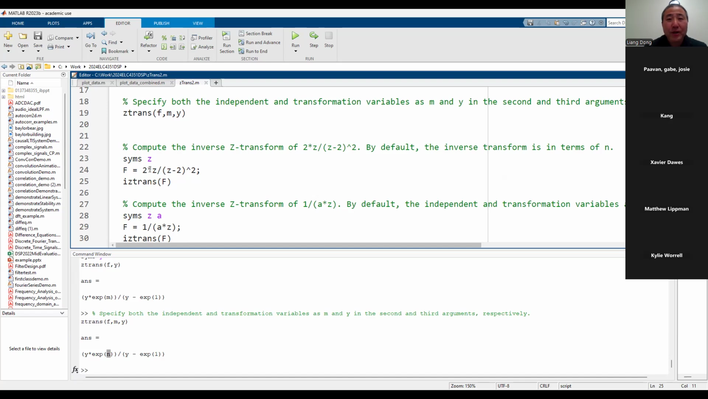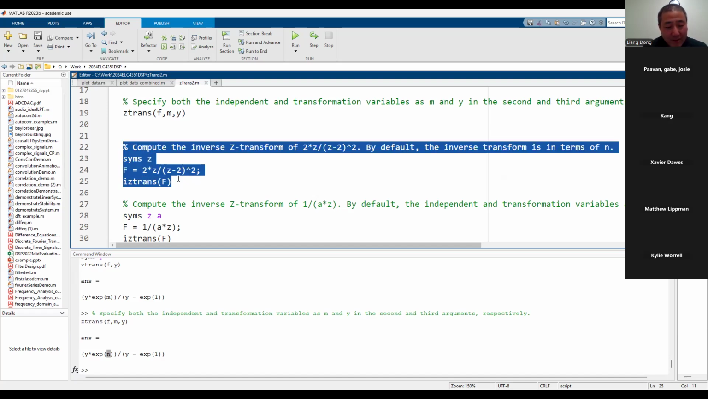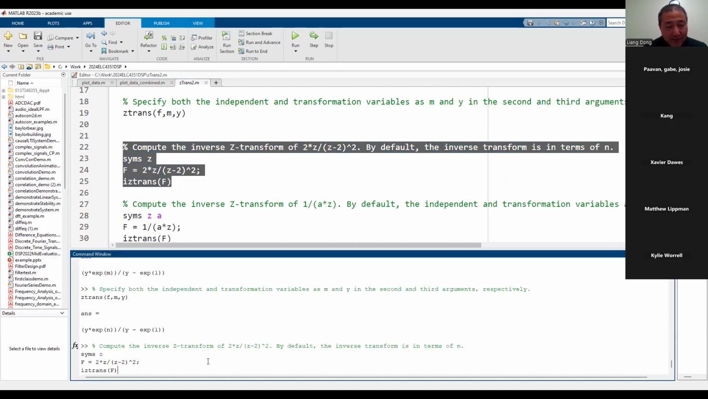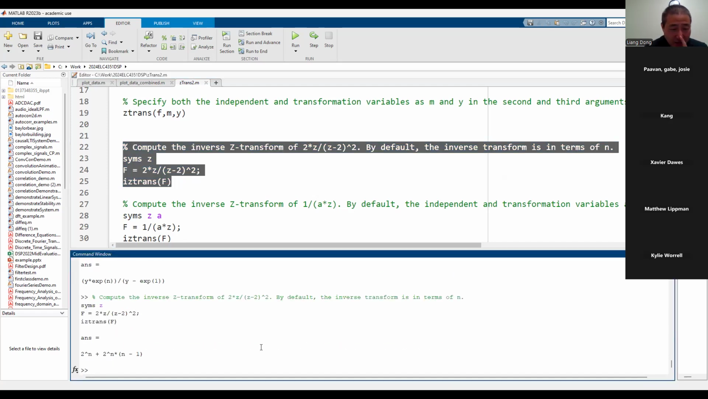I will encourage you to try some other functions, some weird functions. Let's see what you get from the inverse Z transform. So let me copy this and run that. It will give me a time domain function, which is 2 to the power n plus 2 to the n times n minus 1. So this is what I have for the time domain signal.